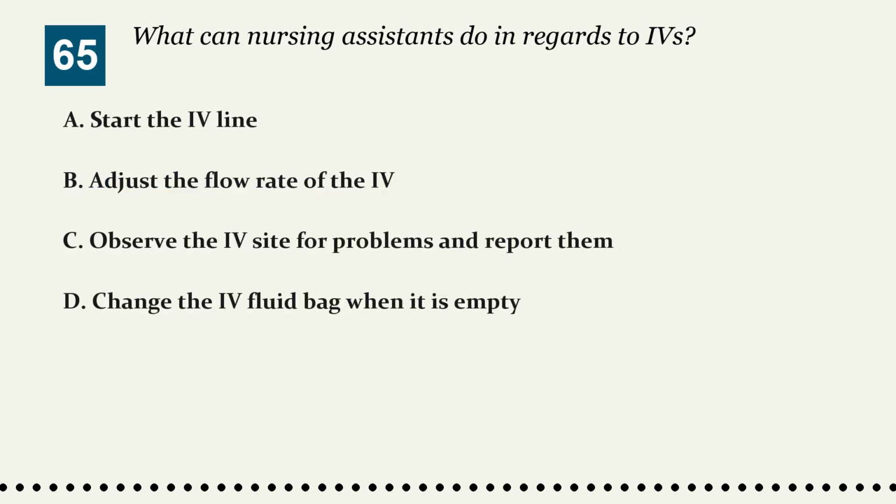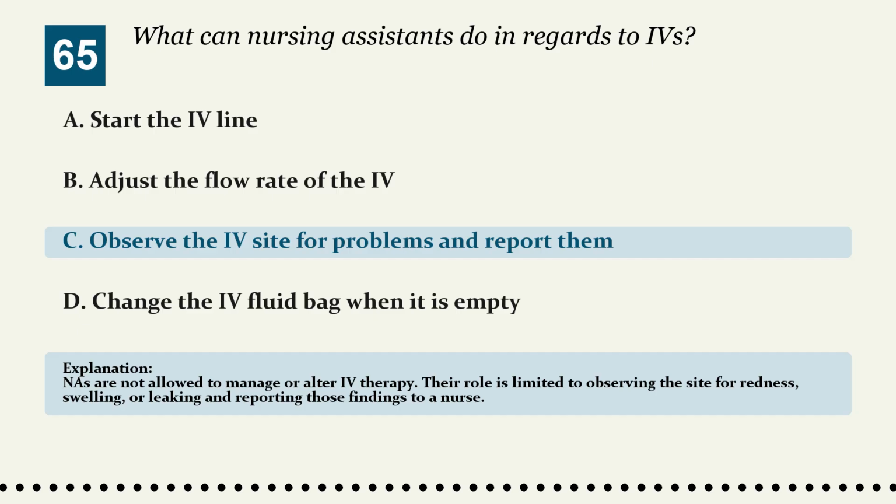Question 65. What can nursing assistants do in regards to IVs? Option A, start the IV line. Option B, adjust the flow rate of the IV. Option C, observe the IV site for problems and report them. Option D, change the IV fluid bag when it is empty. The correct answer is option C. Observe the IV site for problems and report them. NAs are not allowed to manage or alter IV therapy. Their role is limited to observing the site for redness, swelling, or leaking and reporting those findings to a nurse.